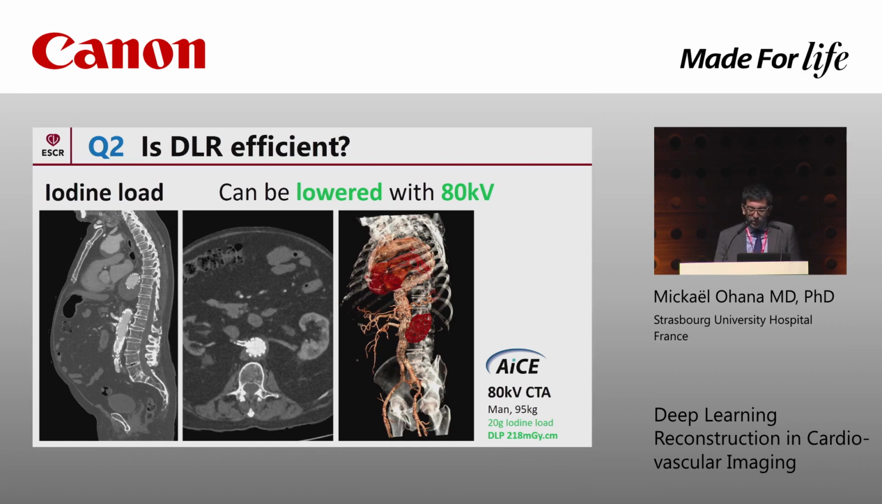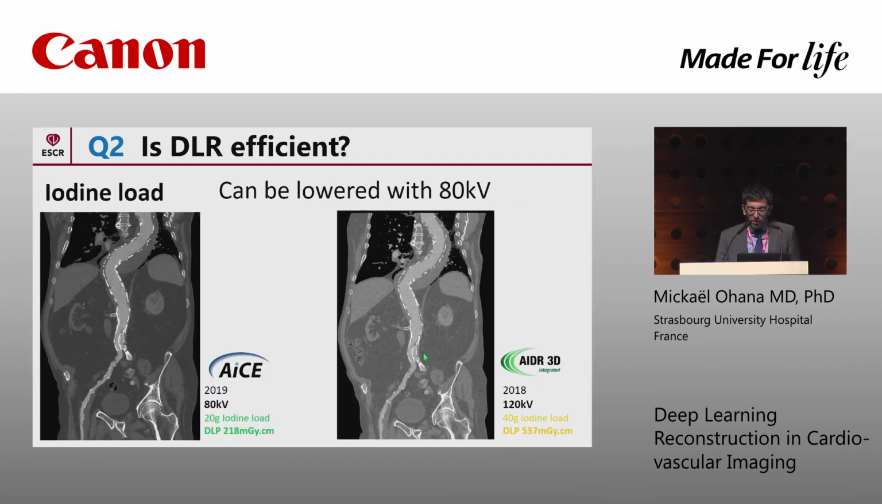And if we compare with the prior examination done on the same machine the year before with IDR, the machine selected 120 kV for the acquisition compared to 80 kV for the follow-up examination. You see that the image quality is the same, but with half the dose, and more than half the radiation dose.